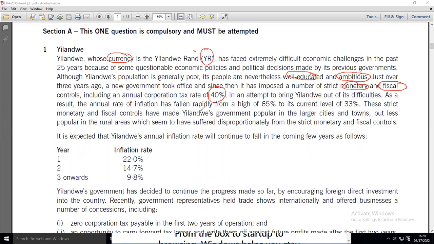As a result, the annual rate of inflation has fallen rapidly from a high of 65, that's very high, to 33. These strict monetary and fiscal controls have made Y's government popular in large cities and towns, but less popular in rural areas which seem to have suffered disproportionately from the strict monetary and fiscal controls. It's expected that annual inflation will continue to fall in the coming years as follows. Now, this brings about a complication. Year one cash flows have to be inflated by 22%, year two 14.7, and 9.8.